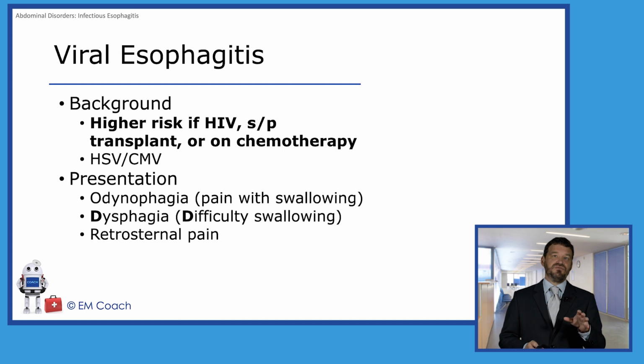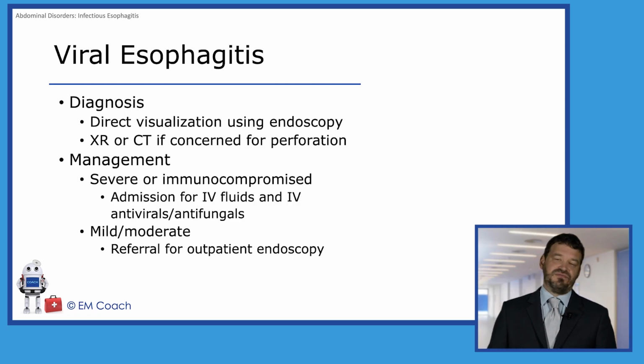These are often confused, and that D in dysphagia and D for difficulty could be a good way to remember it, and they often have retrosternal pain. Diagnosis is generally direct visualization using endoscopy, which you're not going to do in the emergency department, but you might refer to GI to do.